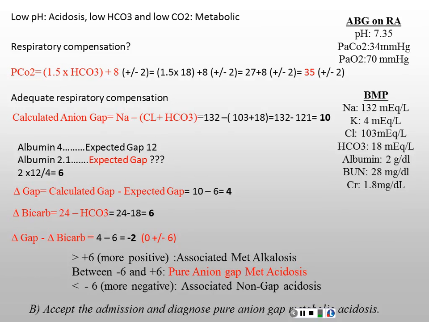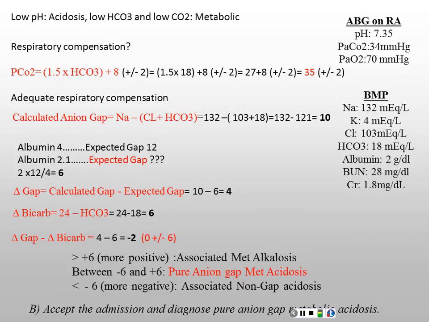So the answer here will be pure anion gap metabolic acidosis, because delta gap, delta bicarb was within that range. So remember, first you look at your pH to see if it is alkalosis or acidosis. Then you look at your bicarb and carbon dioxide to see if it is respiratory or metabolic. In this case, it was acidosis and it is metabolic. So the next step will be calculating your anion gap. When you calculate your anion gap, look if you have an albumin level or not.